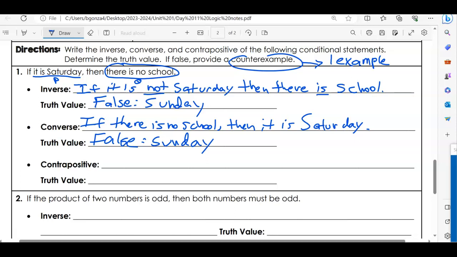How do I do that? I'm gonna take there is no school, bring it to the front as an opposite. It is Saturday, bring it to the back as an opposite. What am I gonna write here? If there is school, then what? It is not Saturday.